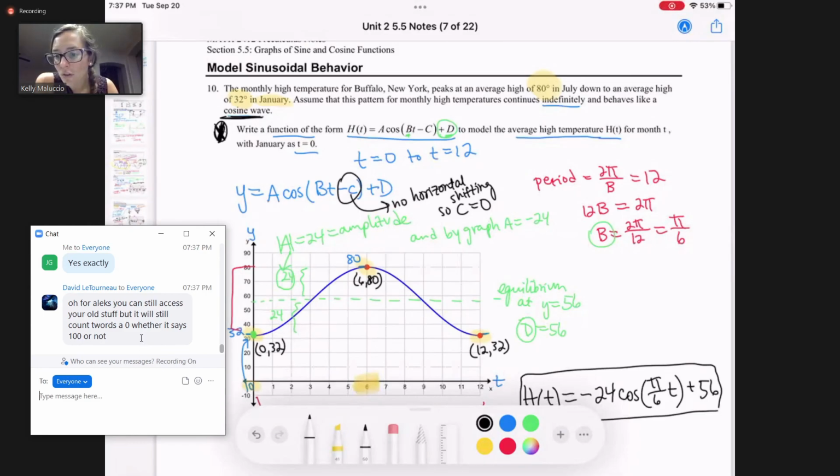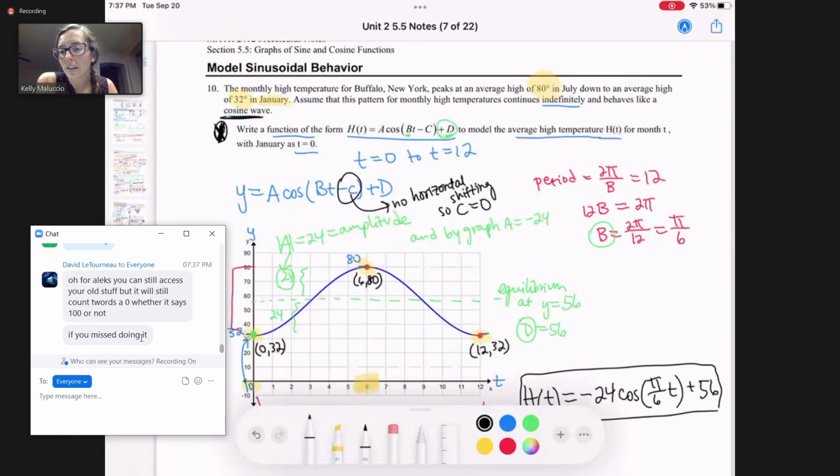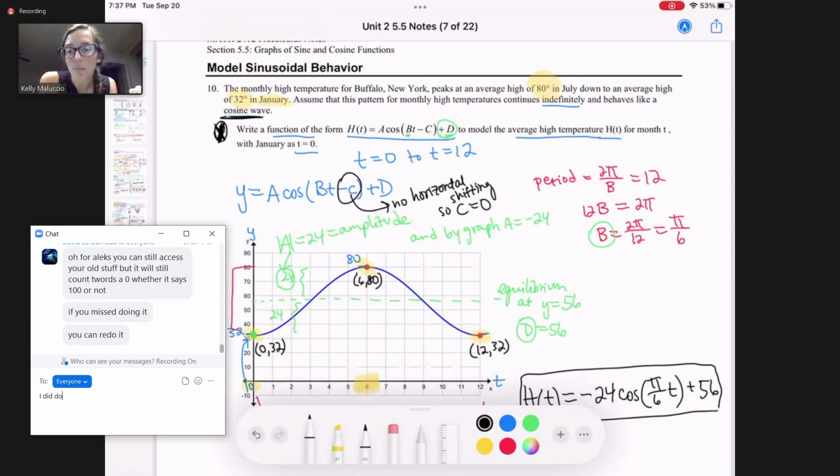You can access your old stuff, but it will still count towards a 0, whether it says 100 or not. Yeah, see, okay, if you missed doing it. But if you did do it, I think, David, what he's saying is if you did do it, he wanted to look at the problems again. Oh, you can redo it if you did do it. I see.